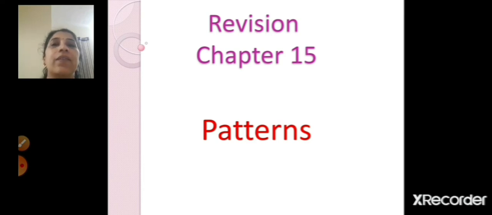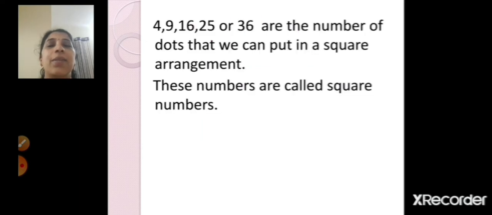We'll start with the revision of chapter 15, that is patterns. Now what is there in patterns? I told you there are square numbers as well as triangular numbers, right? So what are square numbers? Square numbers are those if we take a number, say 2. So what is 2 square? It is 4. 3 square, 9. 4 square, 16. So these are the square numbers. When you multiply the same number by the number itself, you get a square number, right?